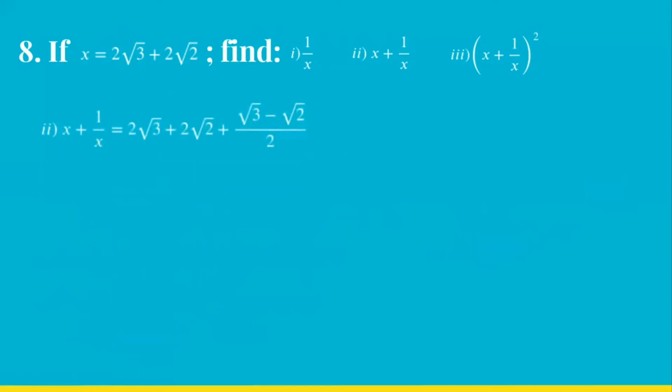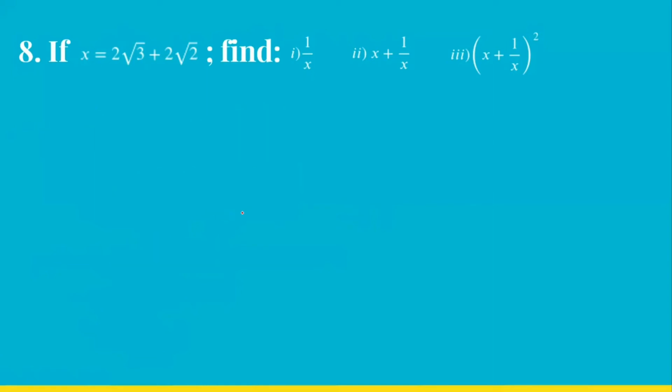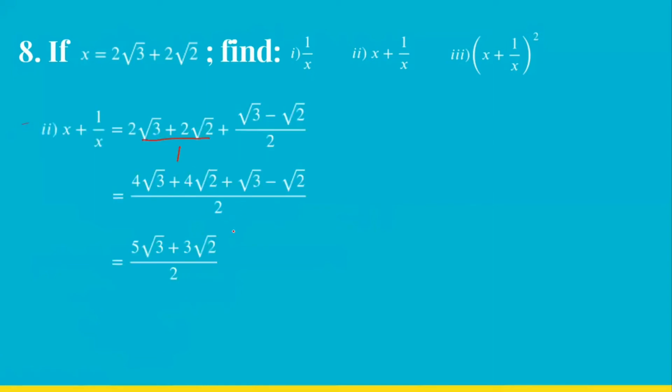Now we have to find the value of x plus 1 upon x. So the value of x was given, and the value of 1 upon x we have calculated as root 3 minus root 2 upon 2. Right? So here now the LCM is going to be 2. The denominator here is 1, so we'll have to multiply each term by 2. So this becomes 2 into 2 root 3, that is 4 root 3, and 2 into 2 root 2, that is 4 root 2, plus root 3 minus root 2 upon 2. Now 4 root 3 plus root 3 is going to be 5 root 3, and 4 root 2 minus 1 root 2 is going to be 3 root 2. Right? So x plus 1 upon x we got as 5 root 3 plus 3 root 2 upon 2.